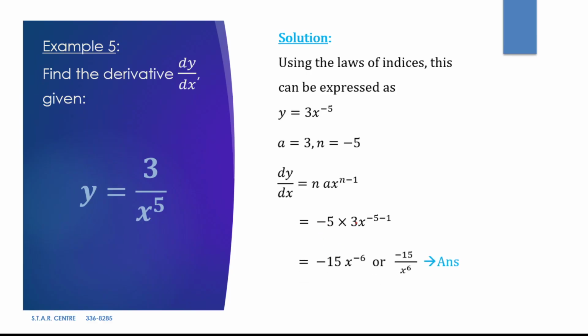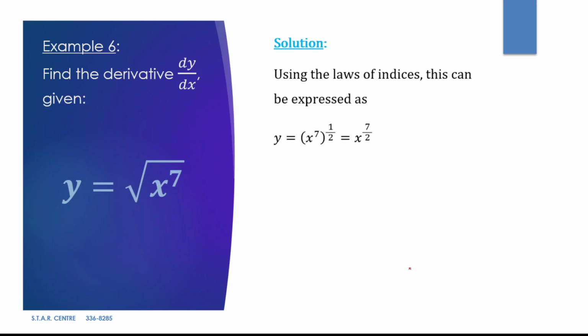minus 5 multiplied by 3x to the power of minus 5 minus 1. So minus 5 multiplied by 3 will give us minus 15, and for the power, minus 5 minus 1 gives us minus 6. This can be accepted as the answer, or it could be further simplified using the laws of indices to give minus 15 over x to the power of 6.